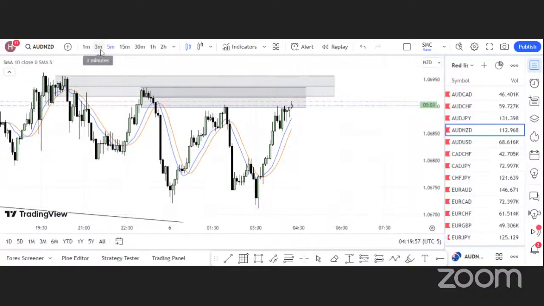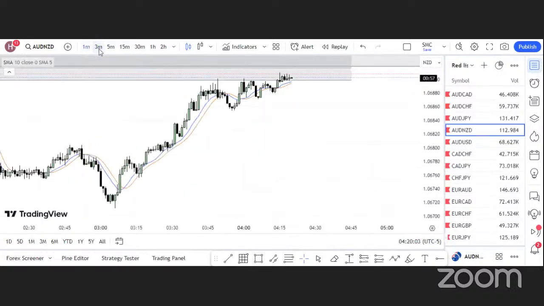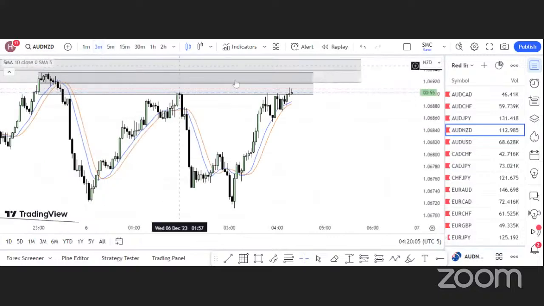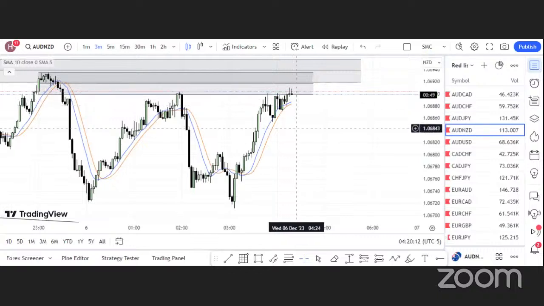Okay, so let's just wait. Let's see if this would reject. Okay, I think we should stay on the 30-minute time frame. So once we get a rejection here and our moving average closes below, then we take our sell entry.